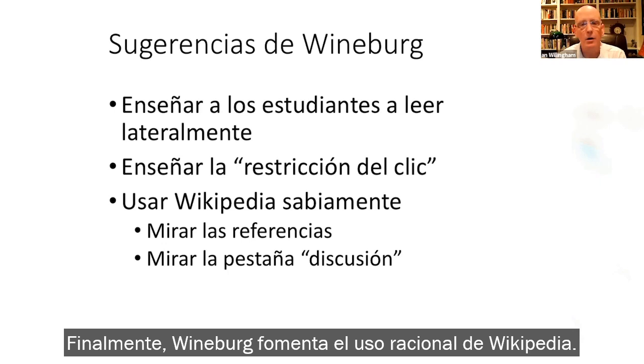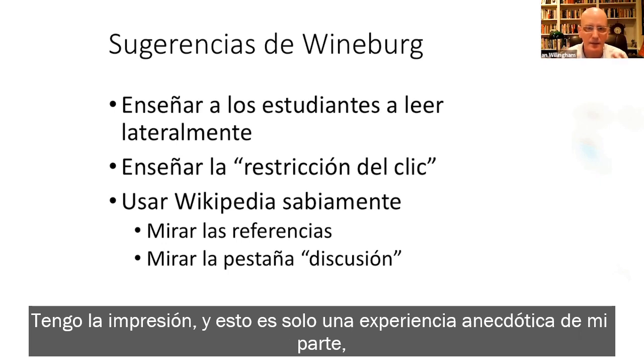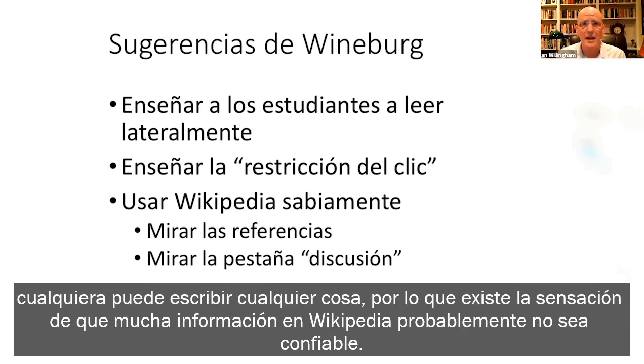Finally, Weinberg encourages the wise use of Wikipedia. I think people are much less leery of Wikipedia than they were 10 or 15 years ago. I feel like, and this is just anecdotal experience on my part, a lot of teachers felt like Wikipedia, it's crowdsourced, anybody can write anything. And so there was this feeling that a lot of the information on Wikipedia is probably not reliable.